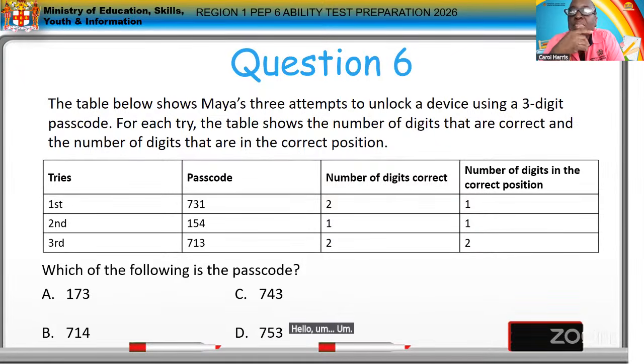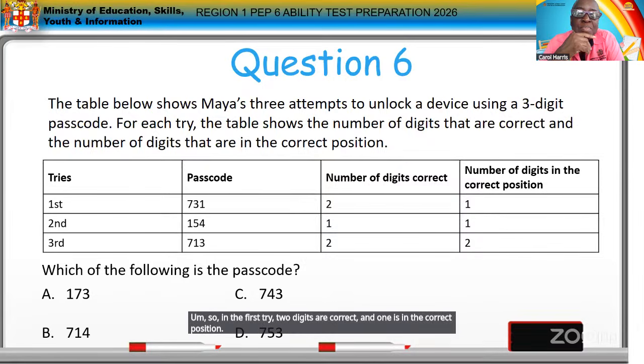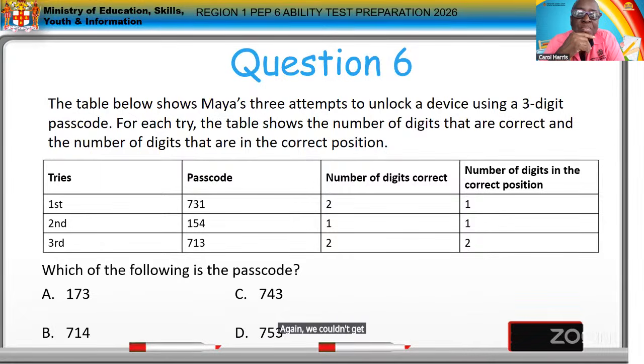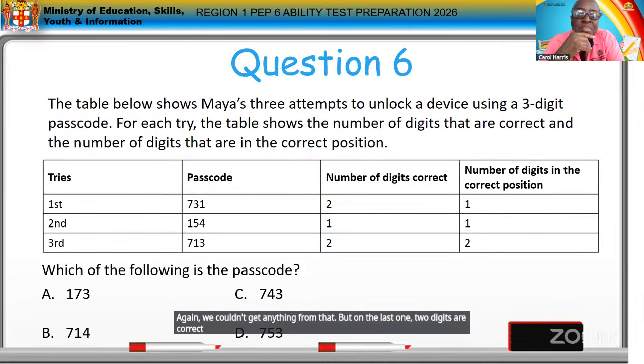We think our answer is D, and we would like to tell you our reasoning behind it. So in the first try, 2 digits are correct, and 1 is in the correct position. We couldn't really get anything from that, so I went to the second one. 1 digit is correct, and 1 is in the correct position. Again, we couldn't get anything from that. But on the last one, 2 digits are correct, and 2 are in the correct positions.